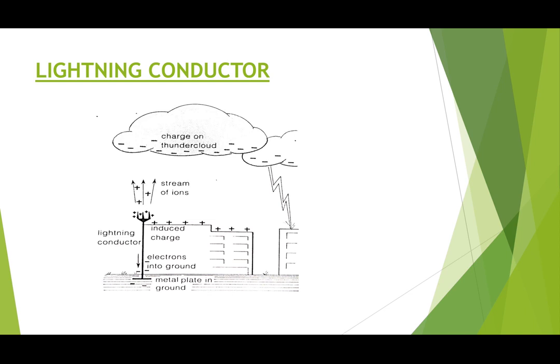In the diagram shown, the charge on the cloud is negative and that lightning conductor is becoming positive. So the electrons are flowing from the cloud to the ground.